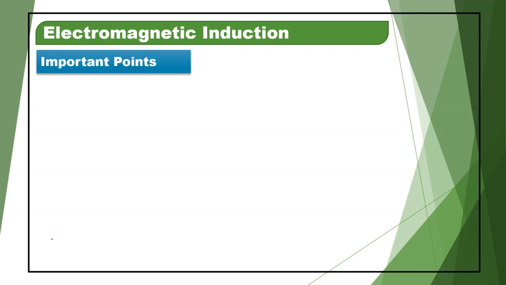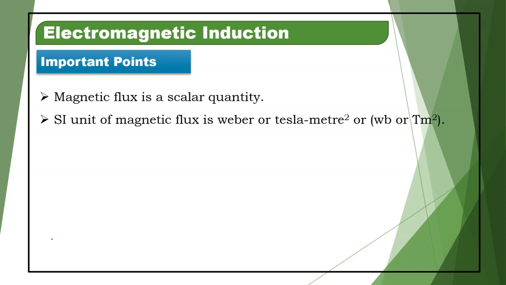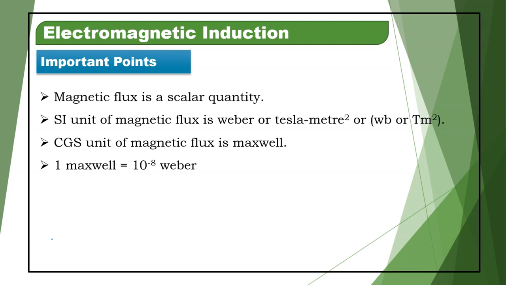If I talk about the most important points related to this, magnetic flux is a scalar quantity. Earlier we studied these things. The SI unit of magnetic flux is Weber or Tesla meter square. These two are the units we mostly use in the numerical part. The CGS unit of magnetic flux is the Maxwell, and 1 Maxwell is equal to 10 to the power minus 8 Weber.